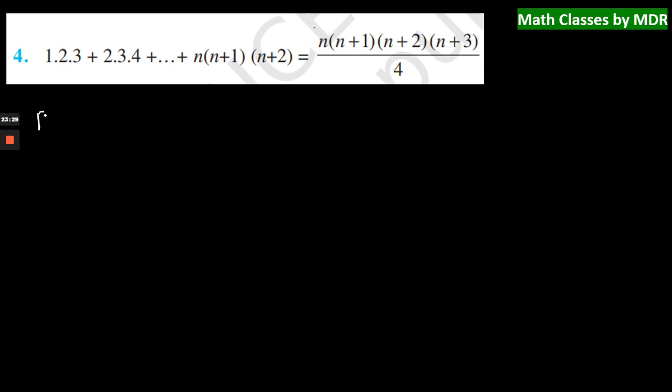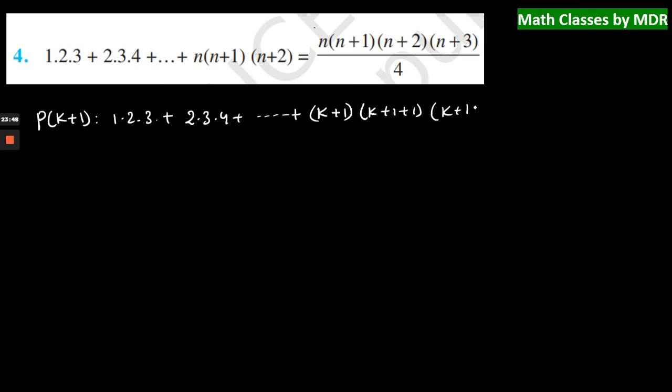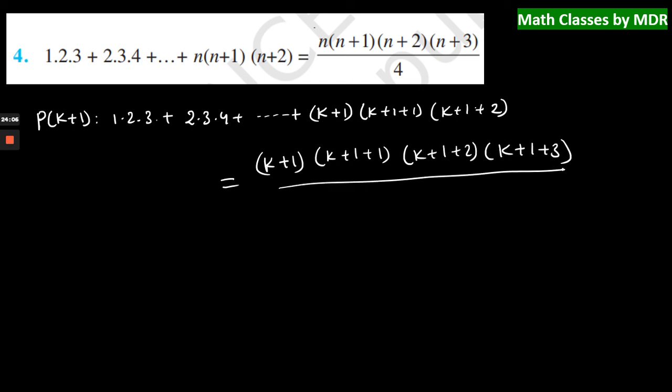So P of k plus 1 is the same 1, 2, 3 plus 2, 3, 4 plus and so on. Wherever you have n, you just write k plus 1. So k plus 1 into k plus 1 plus 1 into k plus 1 plus 2, right? And what do you see on the right side? The right hand side is k plus 1 into k plus 1 plus 1 into k plus 1 plus 2 into k plus 1 plus 3 upon 4.